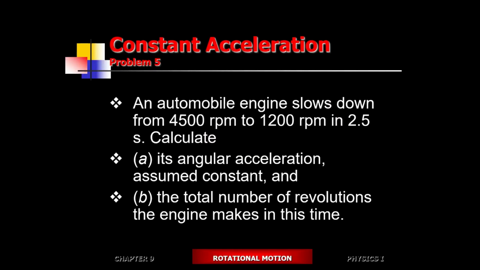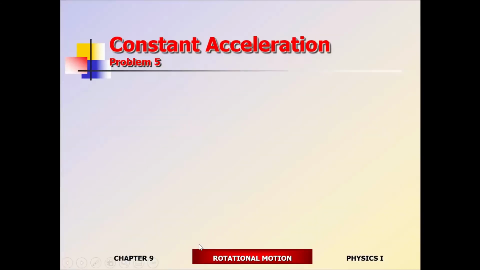All right, problem number 5 would be a good example of this. So what do we have in problem number 5? We've got a car engine slowing down. It's going from 4,500 RPMs, revolutions per minute, to 1,200 revolutions per minute within 2.5 seconds. Figure out its angular acceleration, assuming constant, and also figure out the total number of revolutions the engine makes in this time period while it's slowing down from 4,500 RPM to 1,200 RPM.